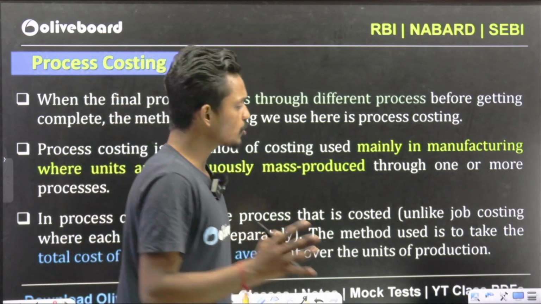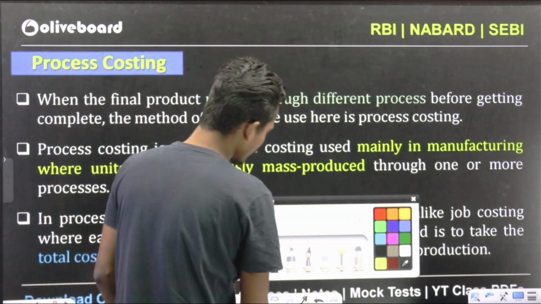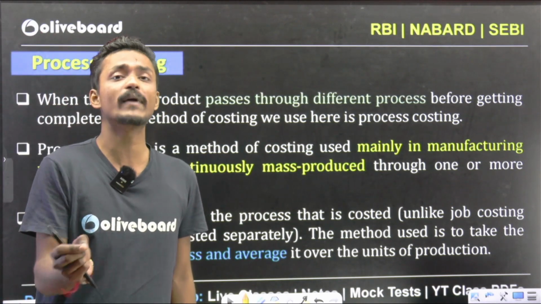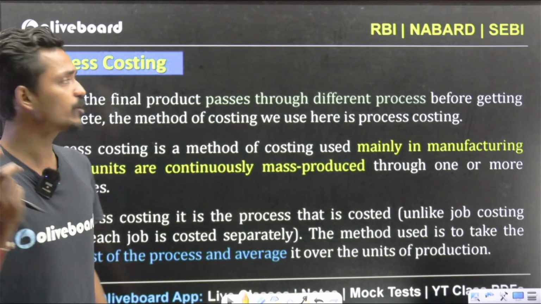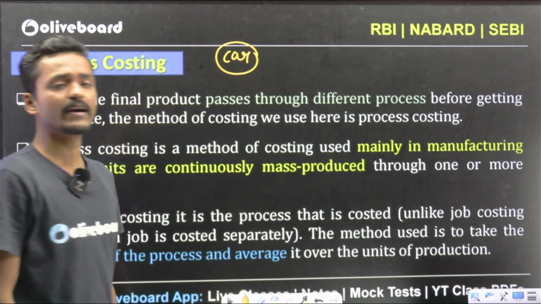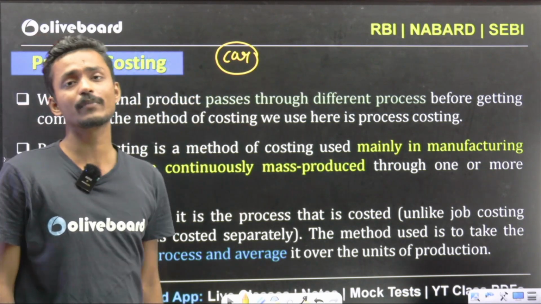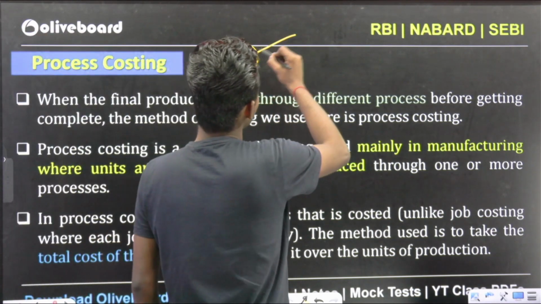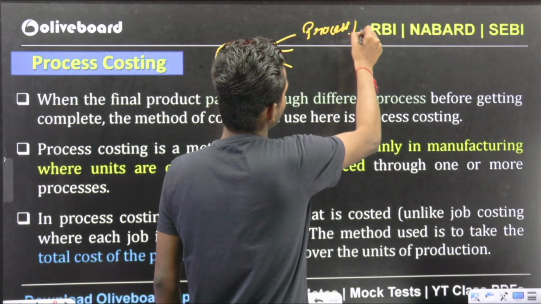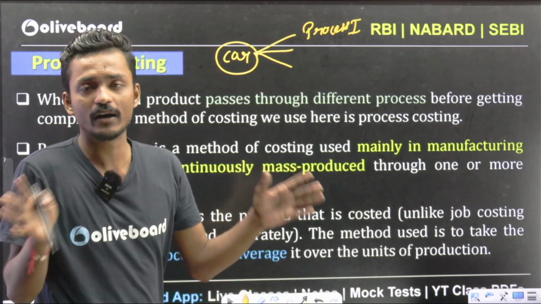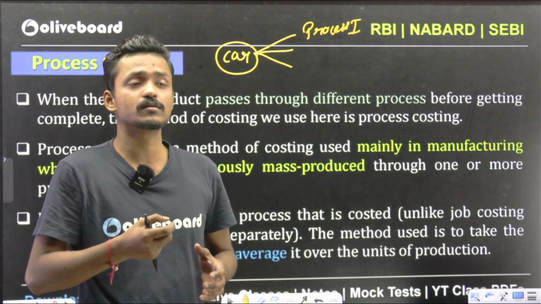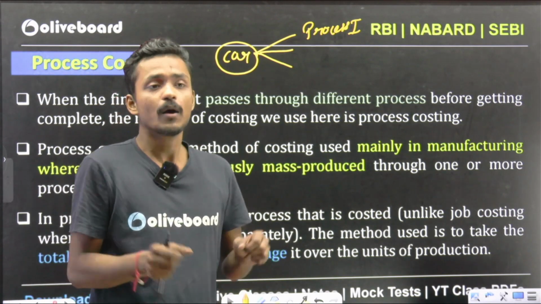Most products are not made in one process. They need two or three processes in order to make a particular product. You can take the example of a car. A car is a perfect example where process costing will apply. A car is manufactured in three or four processes. Under the process 1 department, we manufacture the steel of the car, the shed of the car, the glass of the car, the bumper of the car.